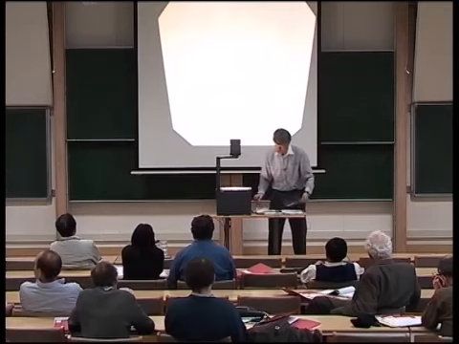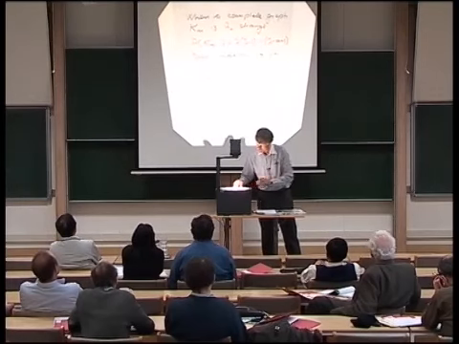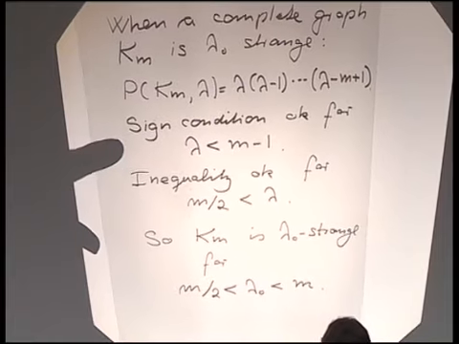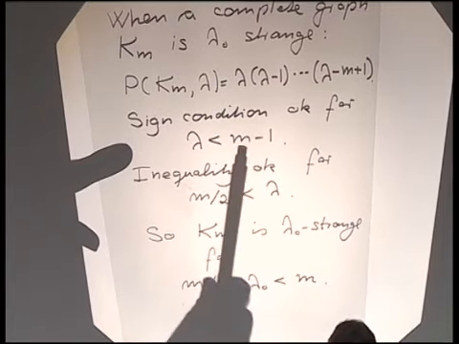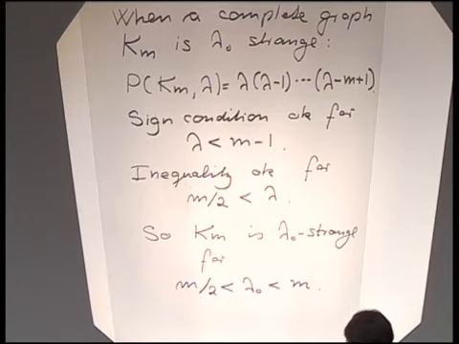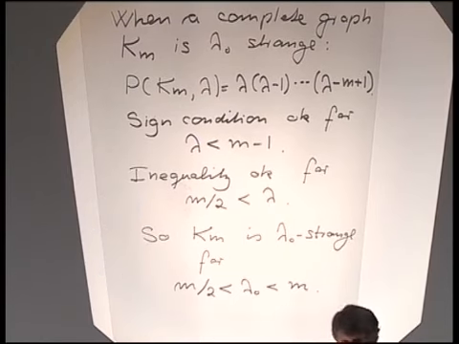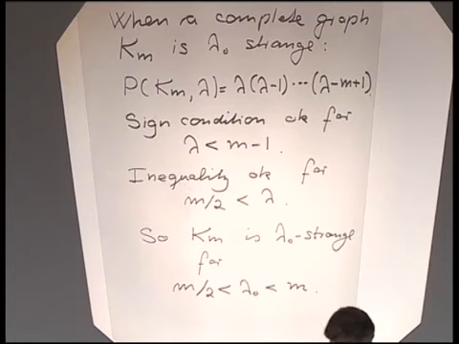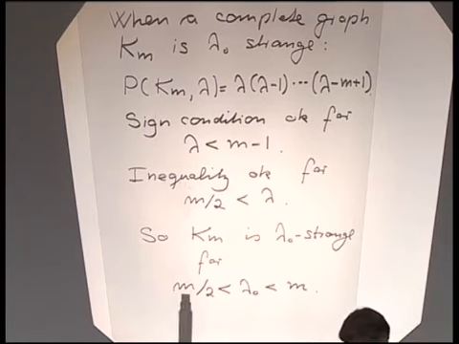Okay, so this was an application in a negative way, but now let's go to the construction. If we look at complete graphs, are they strange? Well, for some values of lambda, yes, and it's easy to decide because we know what the chromatic polynomial of the complete graph is. It turns out that the sign condition is true for lambda smaller than m minus 1. M is the number of vertices of the complete graph, and the inequality, which I mentioned, is true for lambda smaller than m half. This is just a matter of looking at the polynomials for the complete graphs. So this means that the complete graph is lambda naught strange for lambda naught in this interval.